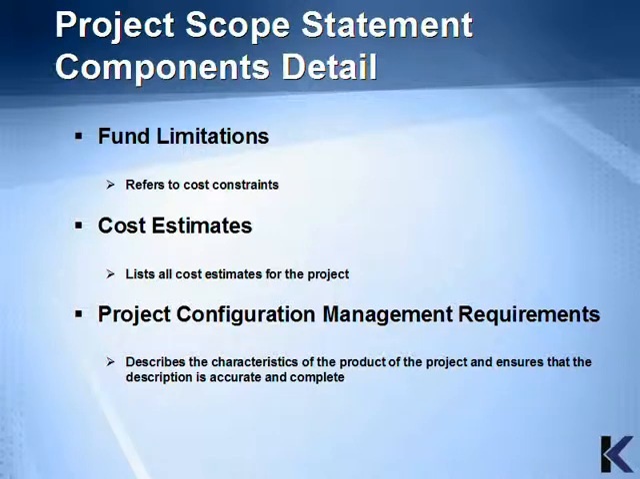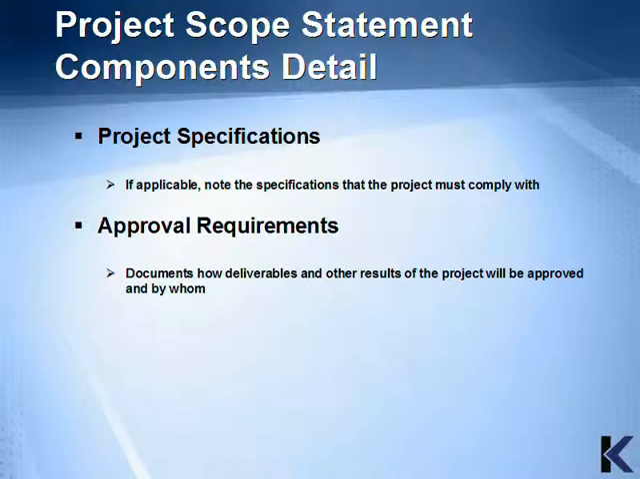Project configuration management requirements describes the characteristics of the product of the project and ensures that the description is accurate and complete. There's more to come for configuration management in later sections. In some industries, specifications may be provided at the beginning of the project, which was the foundation for the bidding on the work. The work must be completed to those specs. Approval requirements documents how deliverables and other results of the project will be approved and by whom.